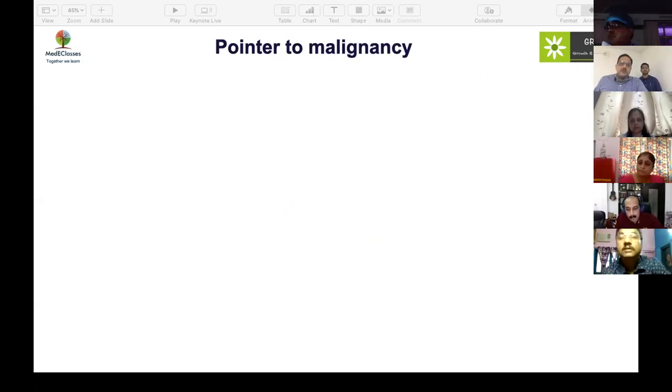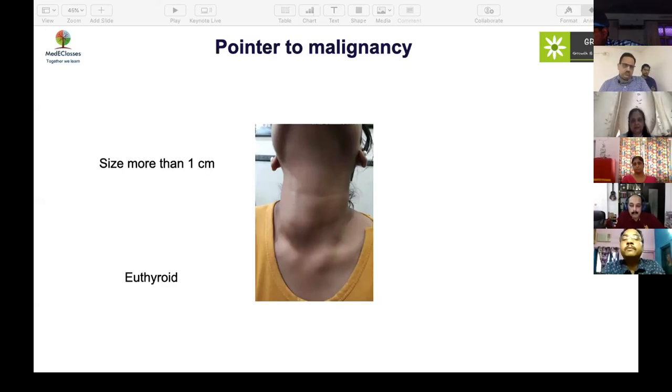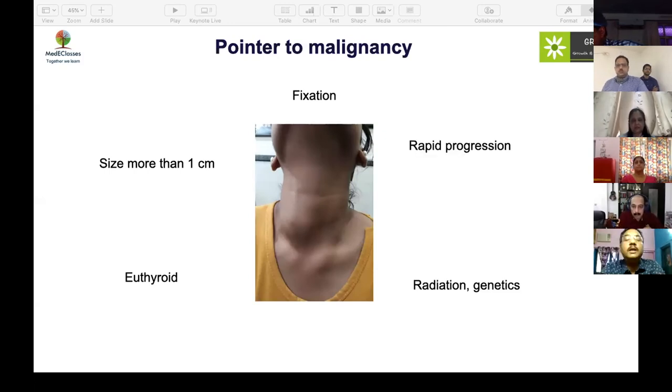Yes, thanks for sharing. This is an interesting case. For this type of thyroid nodule, we should not always take for granted that it is going to be benign. First of all, we have to examine the patient and palpate the gland as we all do in surgical practice. In this case, the size was more than 1 centimeter, and the skin was also fixed. Though the patient was euthyroid, there was rapid progression of the swelling, and initially malignancy was not thought of.